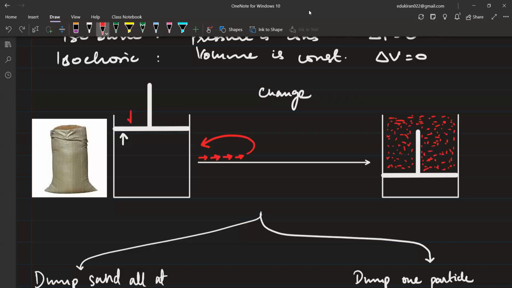So this red part is the driving force of the change. If the red force is not there, the piston will not go down. So whatever the change is happening, it is because of that red force. Is that clear? Yes or no? Please tell me.